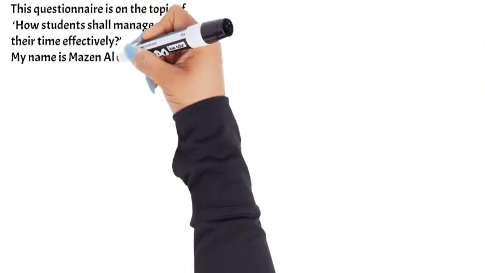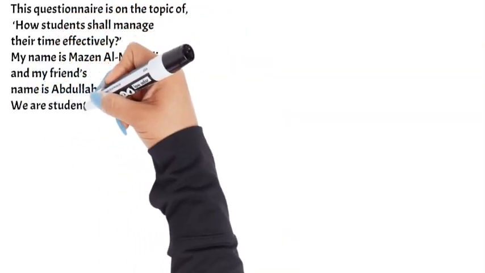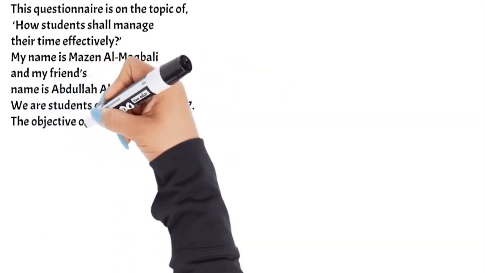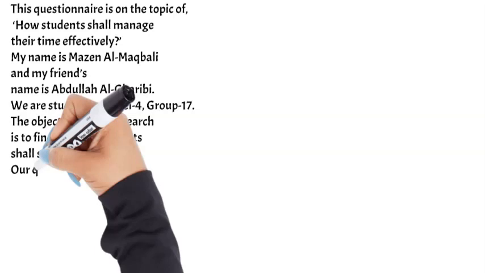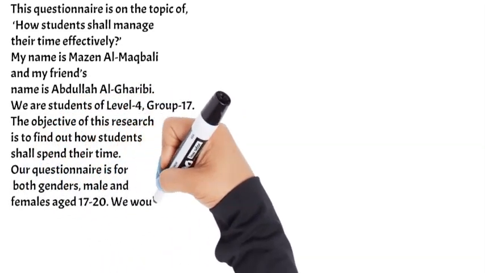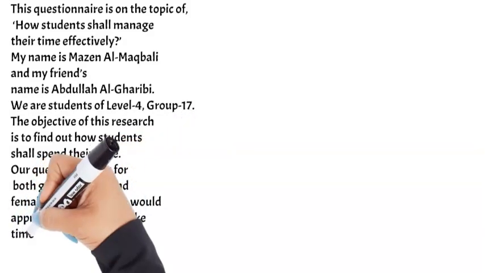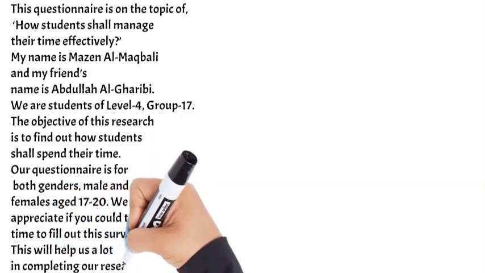It goes like this. This questionnaire is on the topic of how students shall manage their time effectively. My name is Mazin Al-Makbali and my friend's name is Abdullah Al-Gharibi. We are students of Level 4, Group 17. The objective of this research is to find out how students shall spend their time. Our questionnaire is for both genders, male and female, aged 17 to 20.